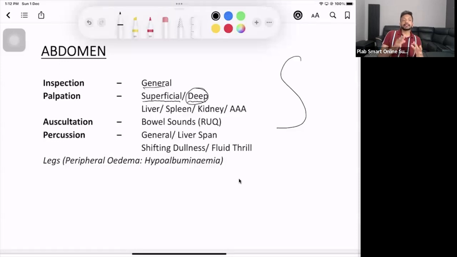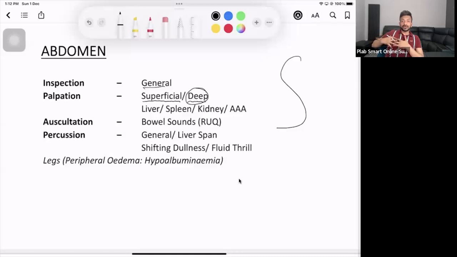All right. Then what we have after that is percussion. For example, you found the liver is enlarged, you've got hepatomegaly. Then you need to find the liver span as well. You need to find the liver span. So, like in the chest, what's the sound like when you do the percussion?